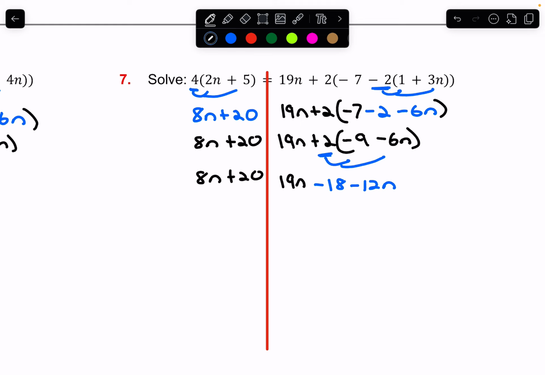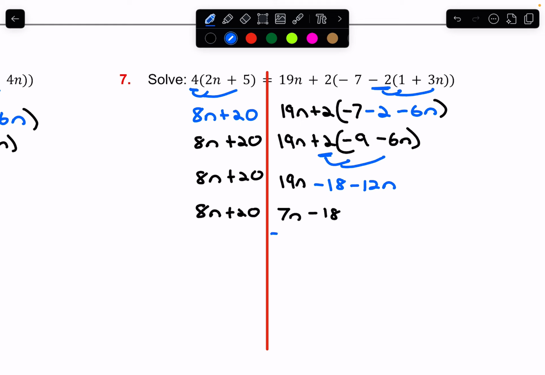Now we're going to combine like terms again. So we have 8n plus 20 on the left, which is going to be equal to now 19n minus 12n, which is 7n, and we still have that negative 18 there. And now we can finally start actually equation solving. Okay, all of that was just to get it into simplest form, so now we can move things from left to right.